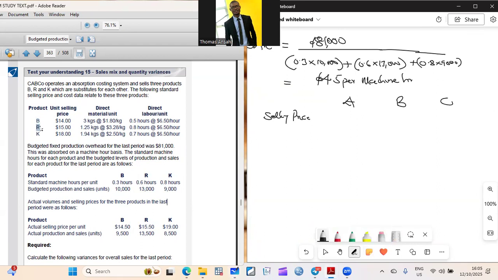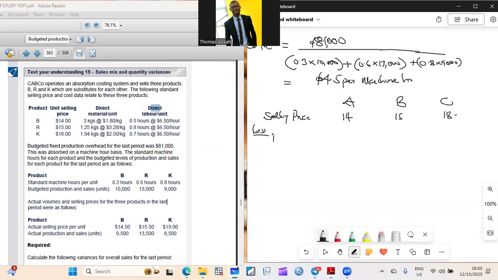So instead of ABRK, we have ABC. For A, the standard selling price is 14, B 15, and C 18. Then you less cost of production. So we have direct material and direct labor. But don't forget, we will absorb overheads based on machine hours as part of it, because this is an absorption question.